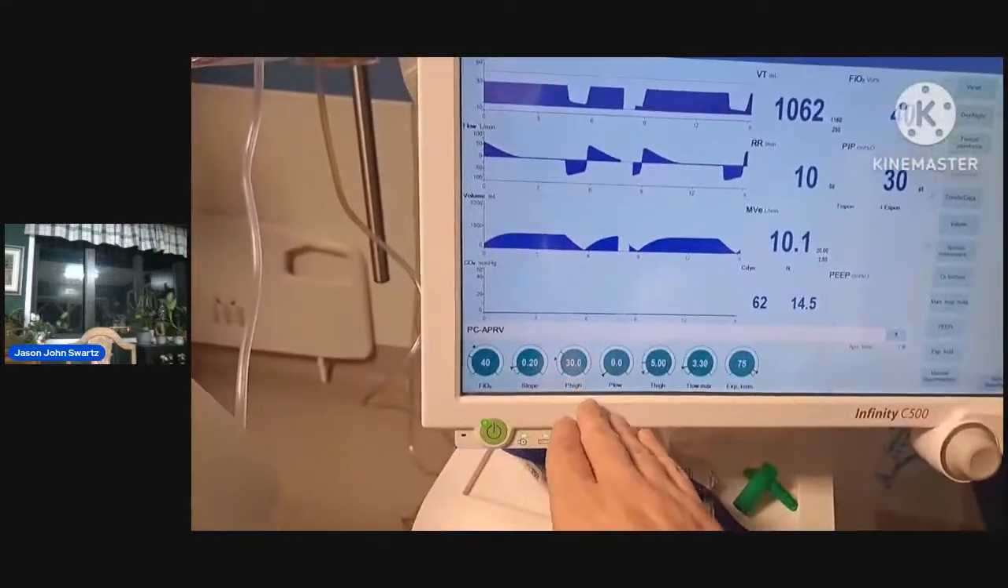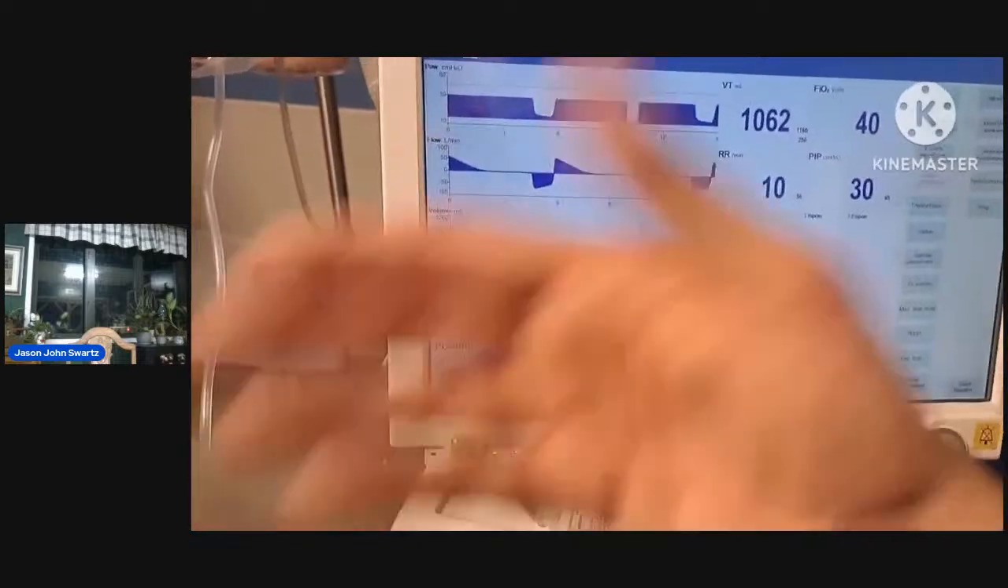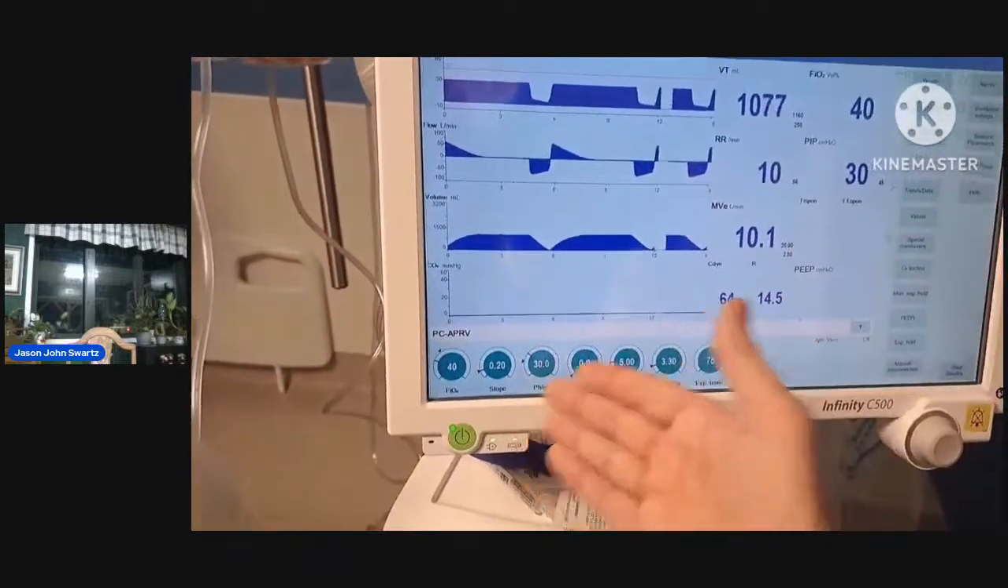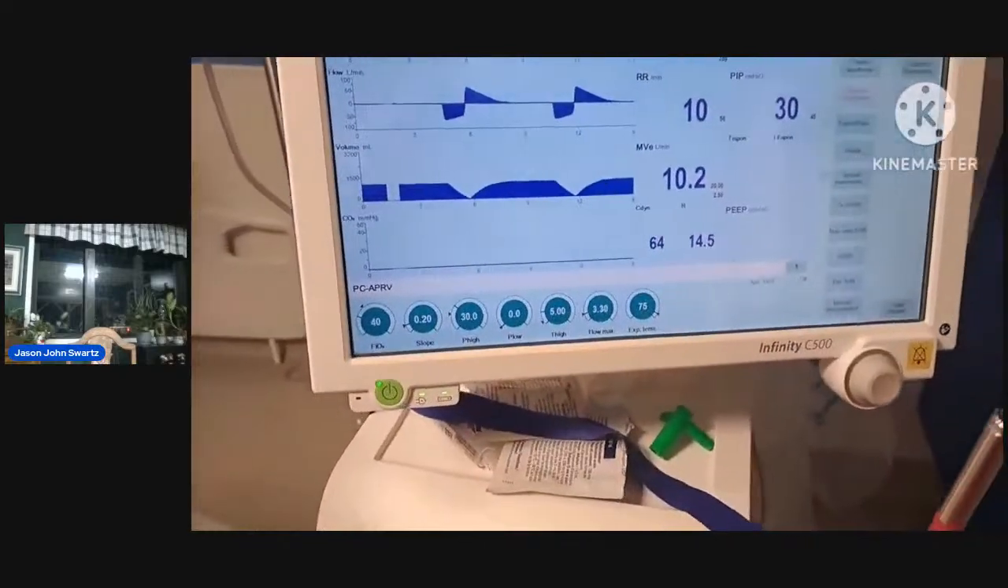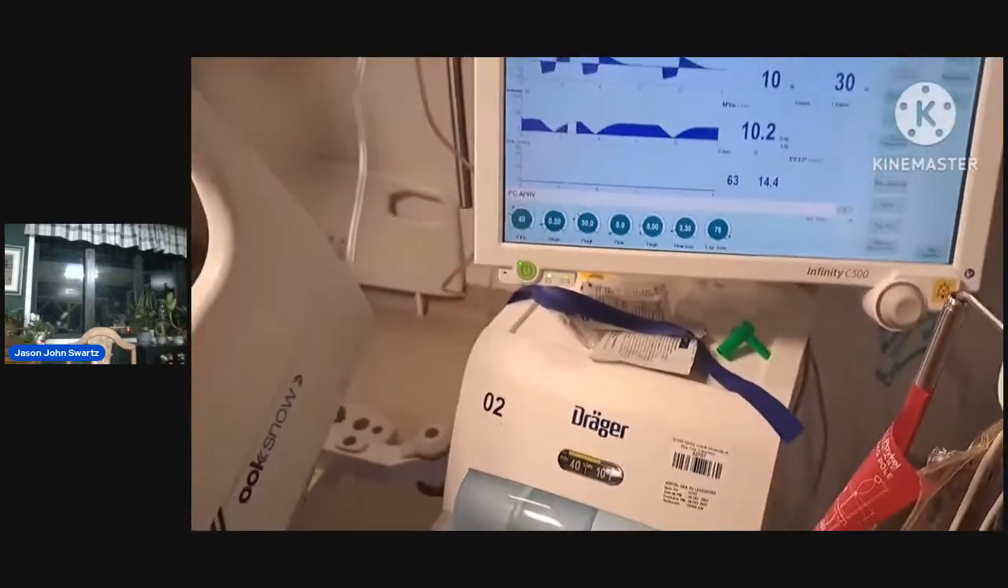And like usual, the P high, just like your pressure support or anything else, as the lung improves, it needs less pressure, and the tidal volumes will go up. So that's how you know to wean your P high. It's like any other mode of weaning.